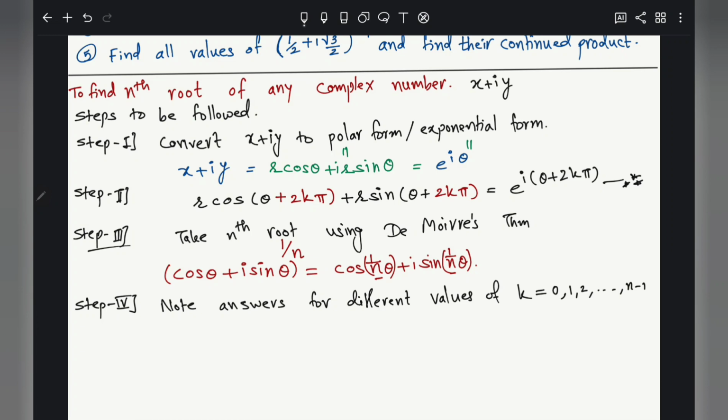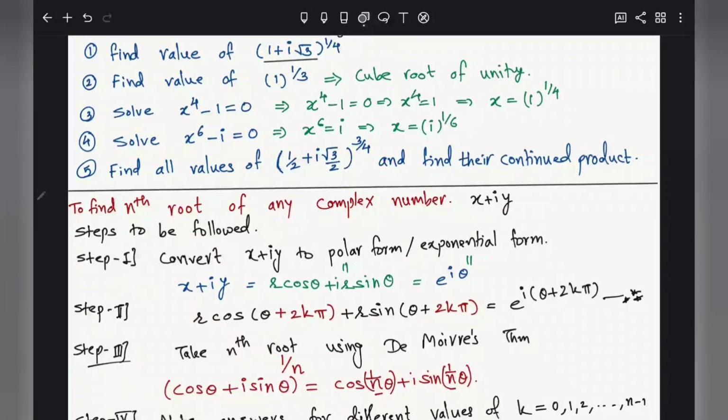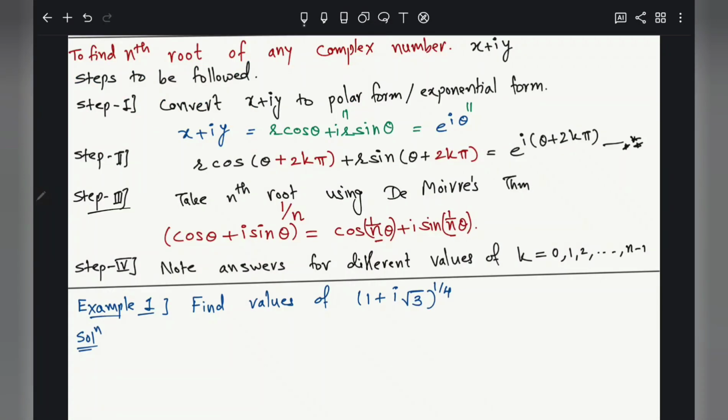Okay, so this will be the last step. So let's quickly see how to handle the problems using this. Here we will start with our first problem, that is (1 + i√3) raised to 1/4. So we will note it down.